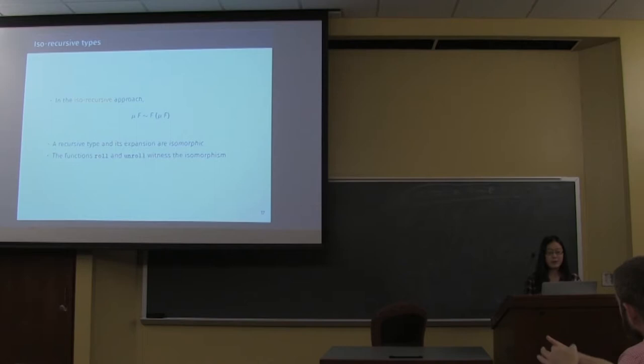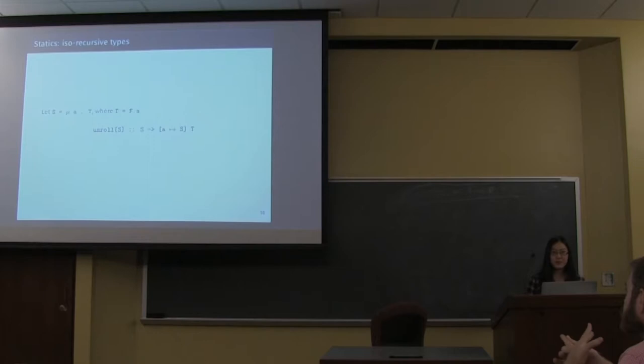So let's define our two magic functions. Let's say given some S, which is a recursive type mu of A dot T, where T is equal to F of A, unroll of S has the type S arrow A maps to S in T. So what this means is when you call unroll and you give it a recursive type of the form mu A dot T, your output will be the same recursive type, but with itself substituted into any occurrences of A in T.